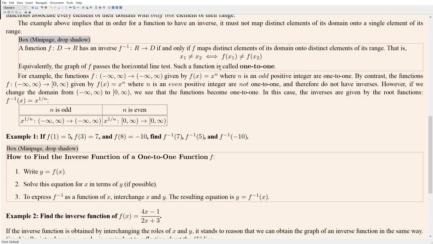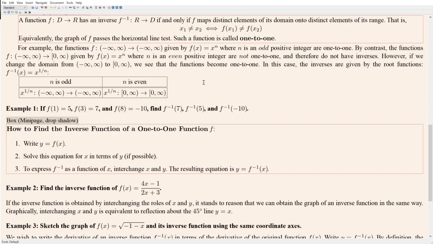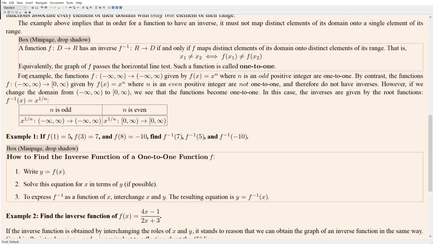So functions like this, functions which pass the horizontal line test, are called one-to-one. And one-to-one functions are guaranteed to have inverses. So as an example, consider the functions given by x to the power n, where n is an odd integer. So these have as their domain all real numbers, and they have as their range all real numbers as well. So if this is odd, then this is in fact a one-to-one function, because if you look at its graph, it clearly passes the horizontal line test.